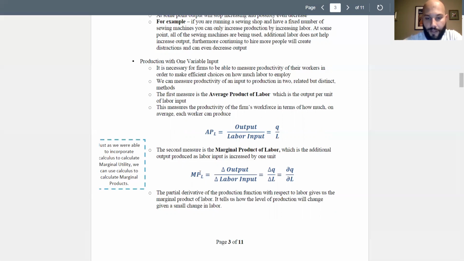We can also calculate the marginal product of labor, which tells us if we add an additional unit of labor, how much more additional output will we get? Right, just like in chapter 3, when we started talking about marginal utilities, here we're doing marginal products. We can find the marginal products as the derivative of our production function with respect to that input. So the marginal product of labor is the derivative of the production function with respect to L.